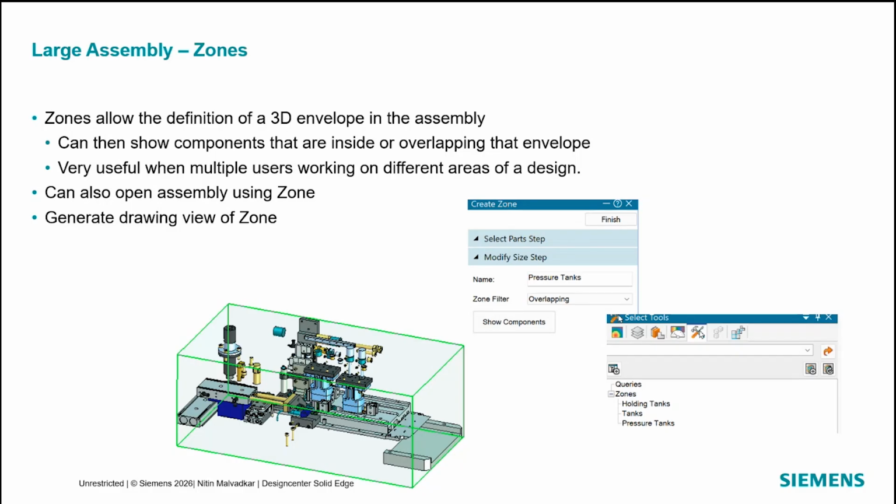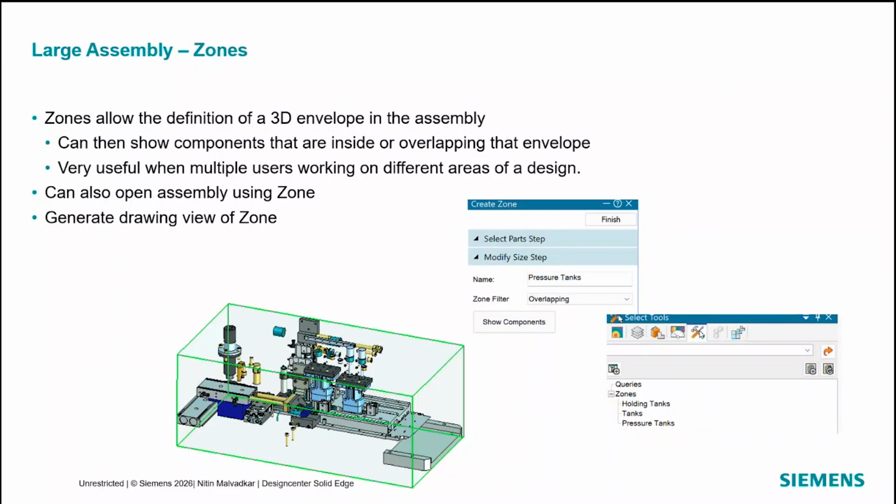So in this case, let's say instead of opening the complete assembly, each user can create and focus only on that assigned zone. And this will help them in reducing the visual clutter, and also help them in improving the performance of the assembly for them. We can also open the assemblies directly from the open menu using the defined zone.